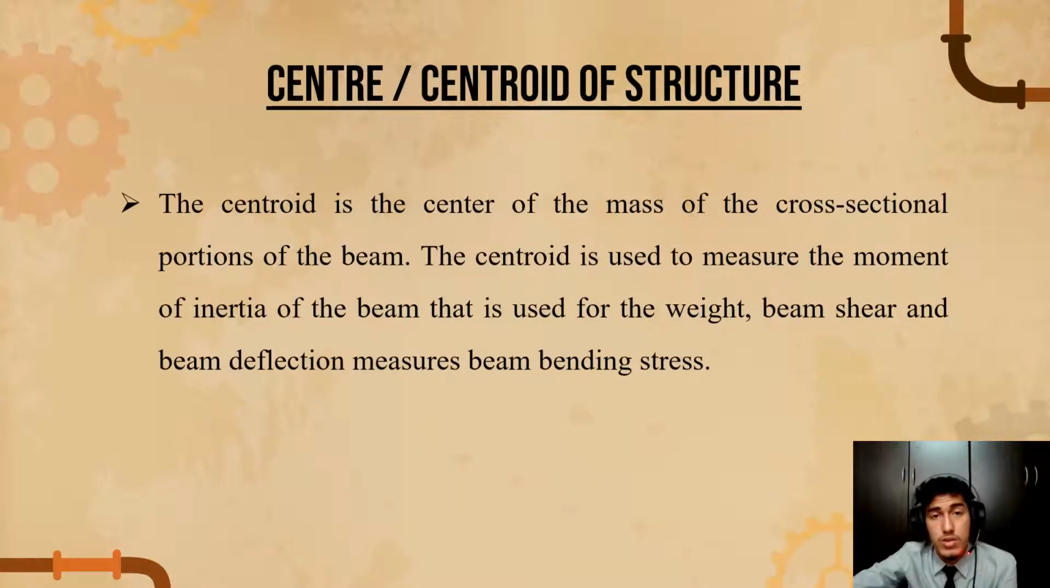For the centroid of the structure, the centroid is the center of mass of the cross-sectional portions of the beam. The centroid is used to measure the moment of inertia of the beam, which is used for the weight, beam shear, and beam deflection, and to measure beam bending stress.